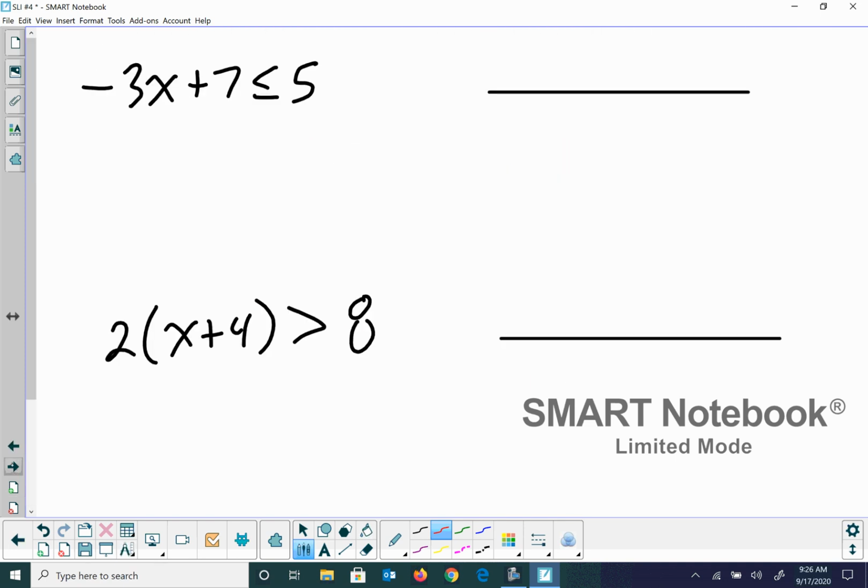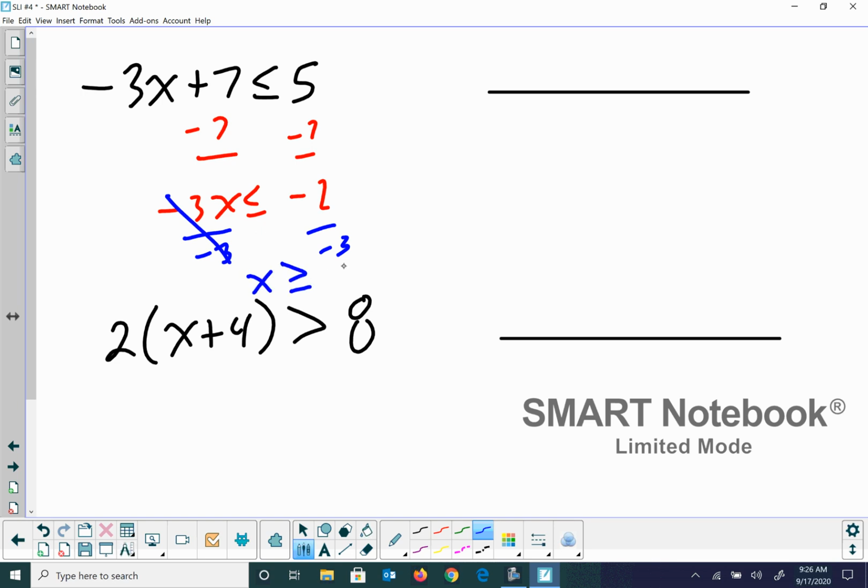So next problem, do the same thing. Here we have our number line. I'm going to subtract 7 from both sides. So I get negative 3x is less than or equal to 5 minus 7, which is negative 2. But watch this. I'm going to divide by a negative number, and if I divide by a negative number, the inequality sign switches directions. Negative over negative is positive, so I get x is greater than or equal to 2/3.